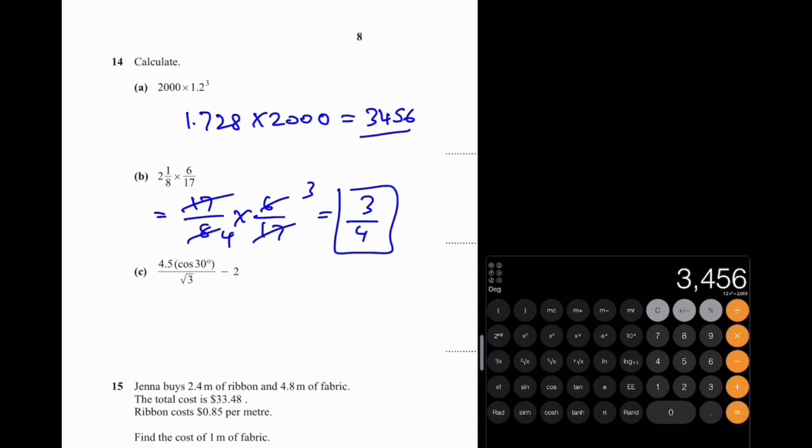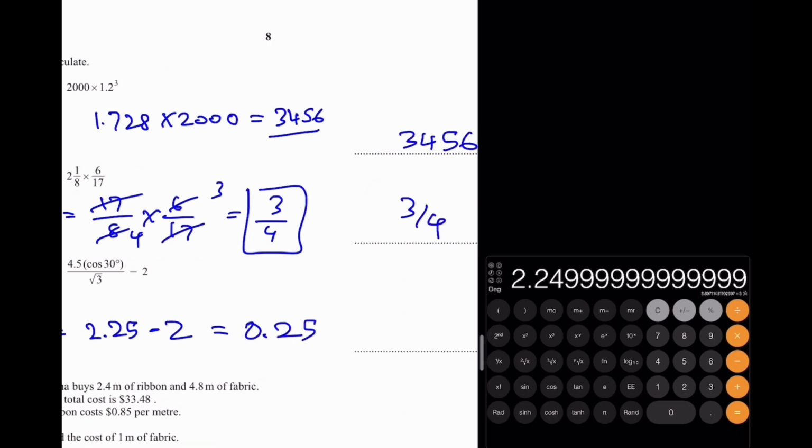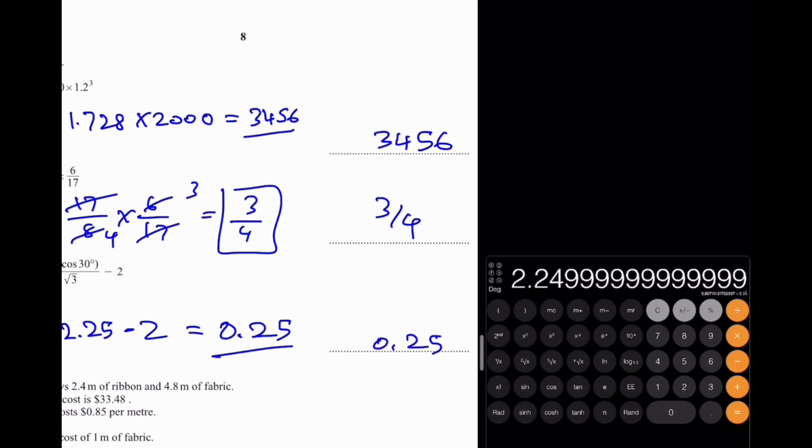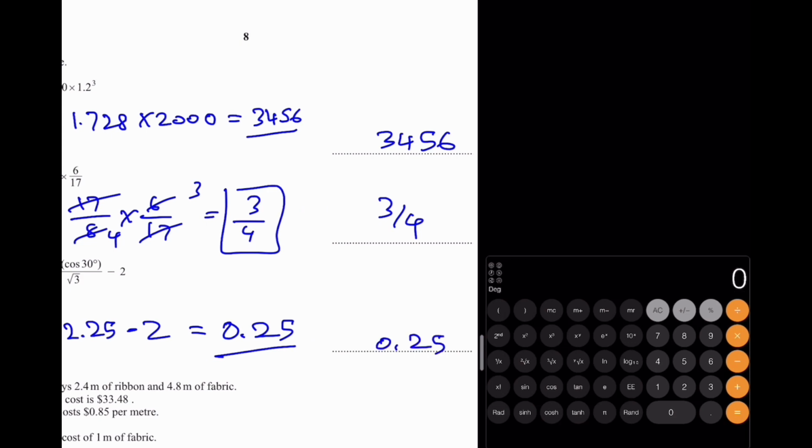We can go to part C now. 4.5 into cos 30 by root 3 minus 2. So you can do cos 30 is that into 4.5 divided by root 3. Like this. We get 2.24999, which is just 2.25. 2.25 minus 2, which is equal to 0.25. That's the answer.